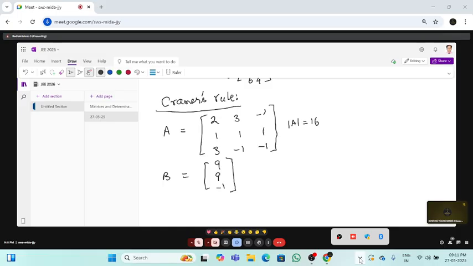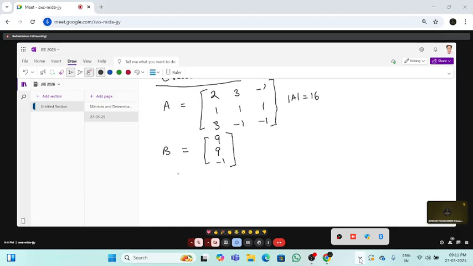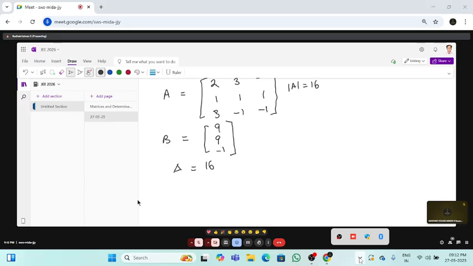Once you have done this, according to Cramer's rule, the first thing is we call the determinant delta. So delta equals 16. The determinant of the A matrix, the coefficient matrix, that's what we call delta. Then we calculate three quantities called delta x, delta y, delta z.